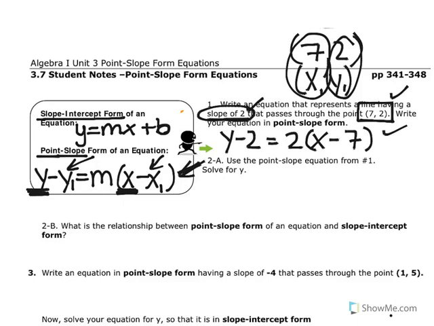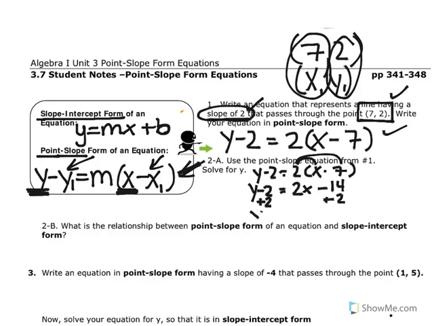Now, it says use the point-slope equation form from number 1 and solve for y. So we want to get this so it says y equals. We have y minus 2 is equal to 2 times x minus 7. Let's go ahead and distribute before we do anything else. Y minus 2 is equal to 2 times x is 2x. 2 times negative 7 is minus 14. And now we want to add 2 on both sides so that y will be by itself. So we get y equals 2x minus 12. And there you are in slope-intercept form.